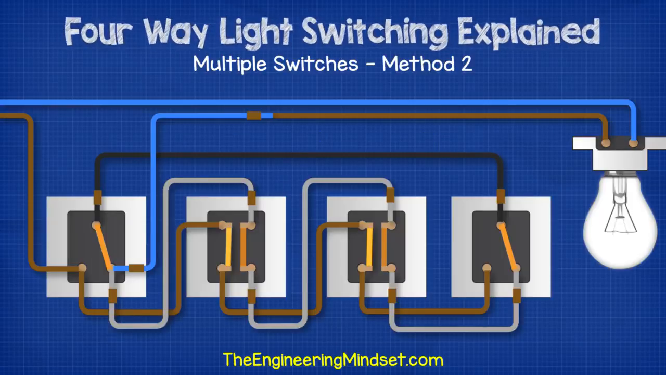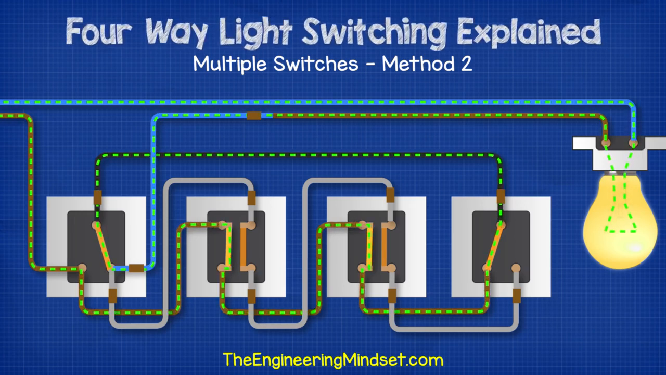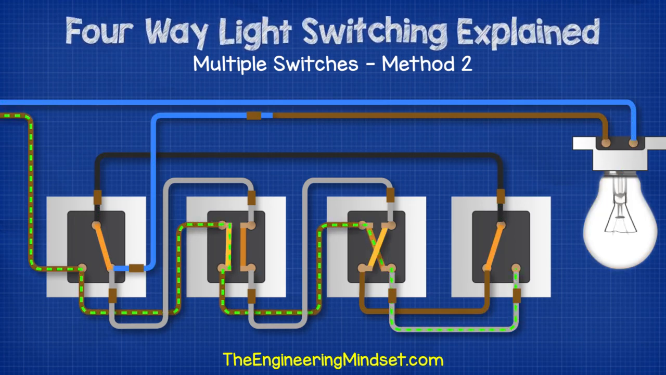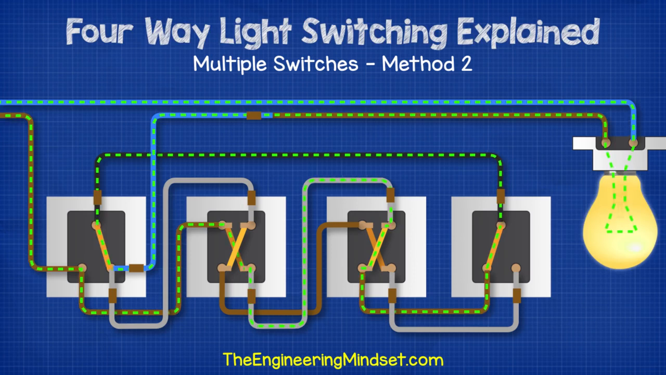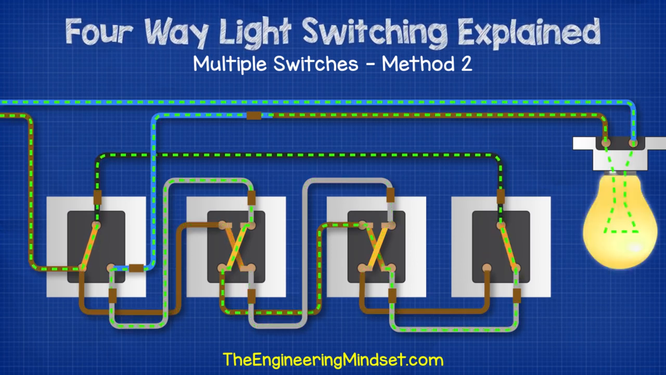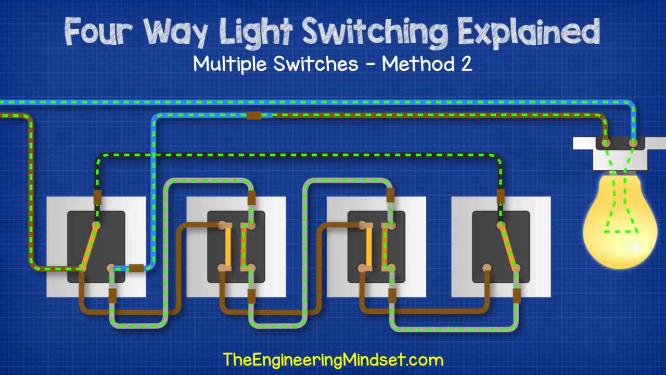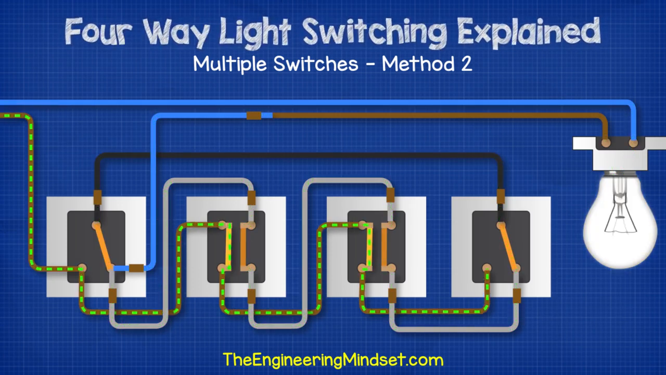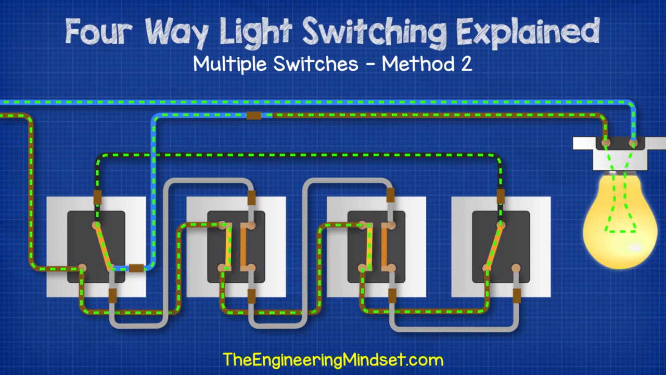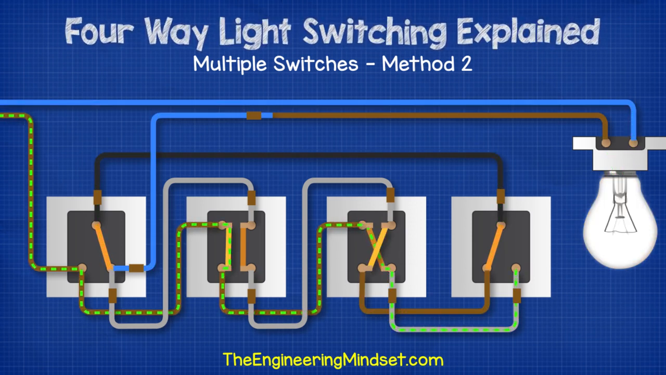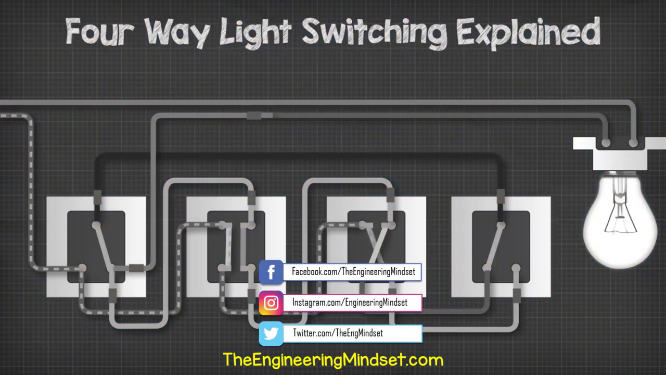With this method, we can add 4, 5, 6 or more switches to an existing installation. This design is based on the third method we saw earlier in this video. For this design, we just extend the black wire from the two common terminals of the end switches, and then we run the grey and brown wires between the switches. This allows us to extend it as much as we need. Each switch can then make or break the circuit independently.